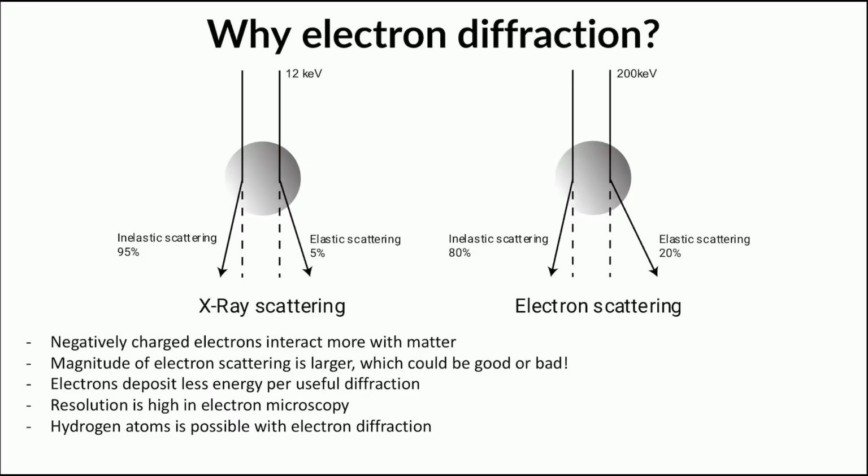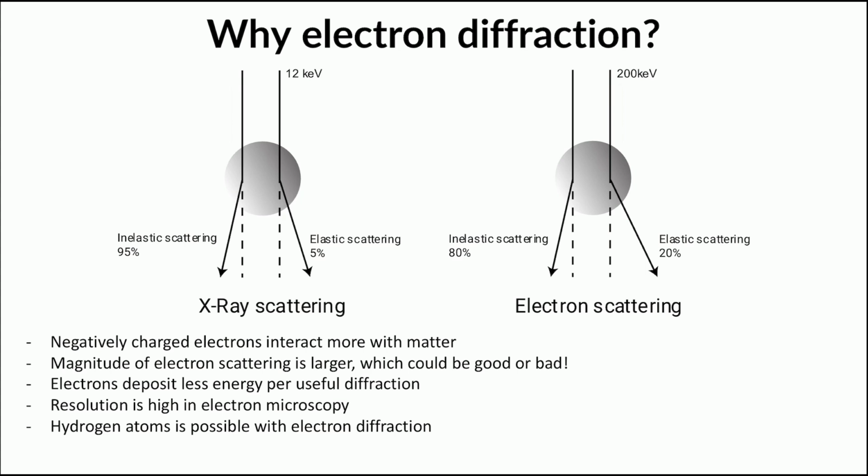Alright, so why would we care about cryo-EM? Let's compare X-ray scattering with electron scattering. As we know, electrons are negatively charged particles that interact better with matter because of the electron clouds in molecules. So the magnitude of the scattering is significantly larger, which is generally a good thing, but could be a bad thing as we'll discuss later.